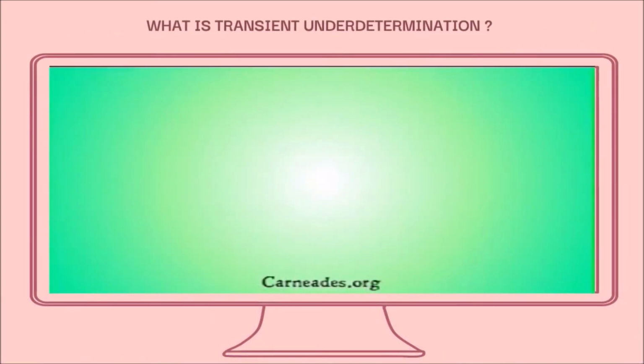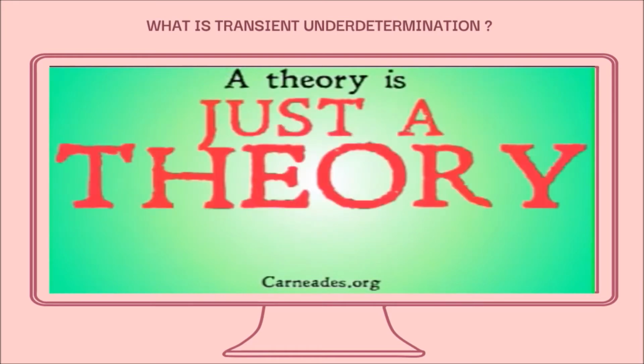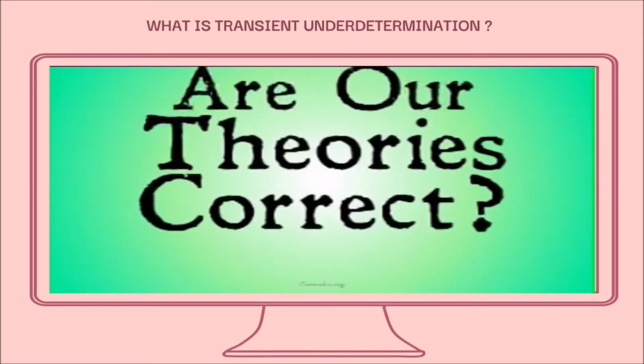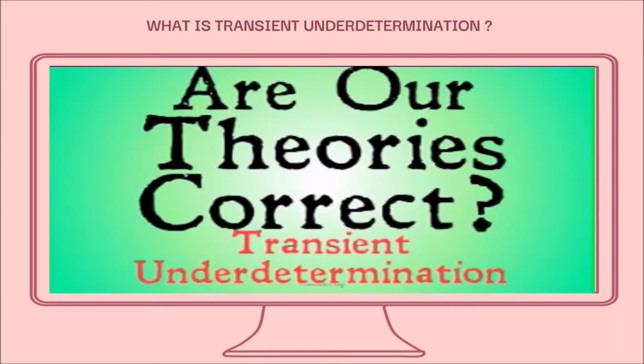Welcome back to Carneades.org. Today we are going to be looking at the final video in our series, A Theory is Just a Theory, Underdetermination in Scientific Theory. In this video, we're going to be looking at the question, are our theories correct? And talking about the problem of transient underdetermination.